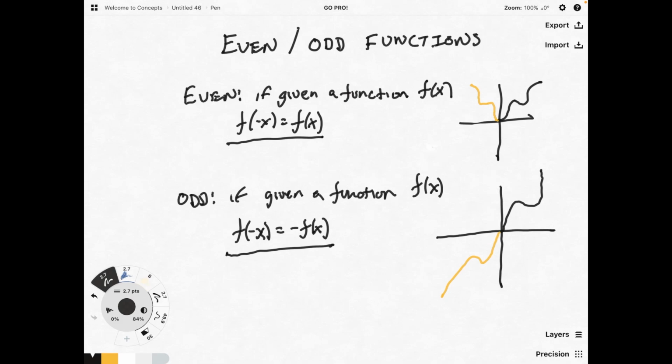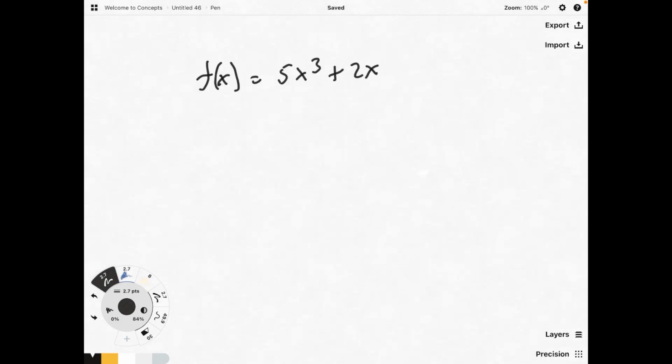Okay, looking at our first problem, we have the function f of x equals 5x cubed plus 2x, and the question asks us to determine if this function is even or odd. With that, we know that it's an even function if you insert a negative value within f of x, and you're still left with f of x.